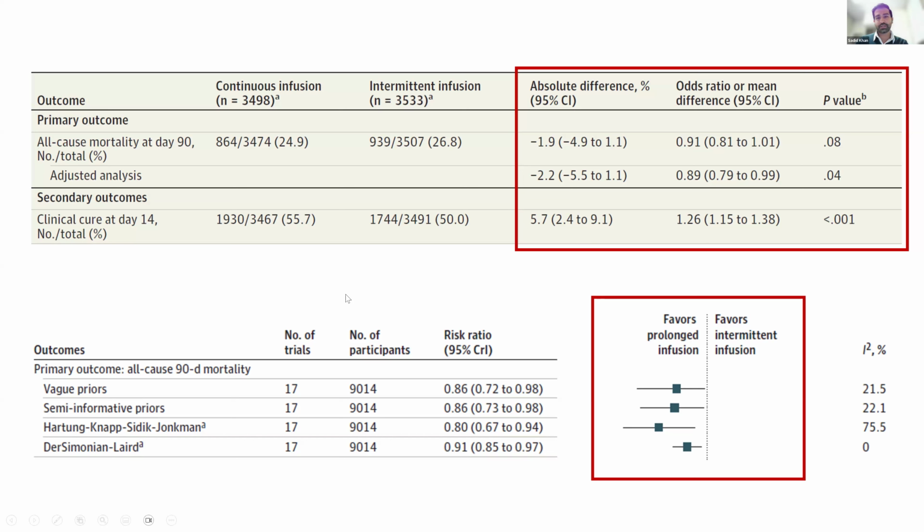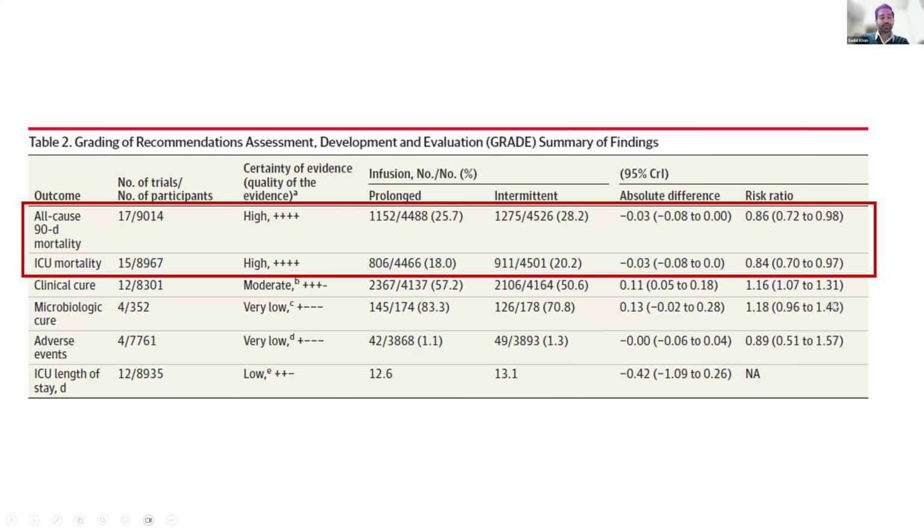So 2% fewer patients die with continuous infusions. There are better clinical outcomes in terms of clinical cure as well. This is a forest plot from the systematic review, again showing favoring prolonged infusion. And then this is again from the systematic review, so an improvement in 90-day all-cause mortality with high certainty evidence, again with about 3% of patients dying less at 90 days. And ICU mortality is a similar number as well.